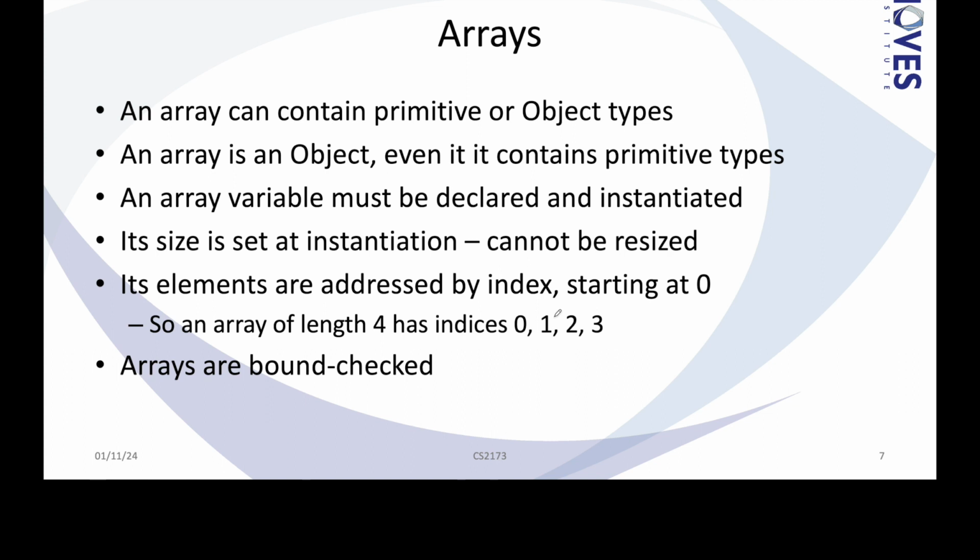Arrays. Now, you're familiar with arrays in both Python and JavaScript. They both have arrays, and they both do arrays very differently. An array can contain either primitive or object types. An array is an object regardless of whether it holds primitives or objects.